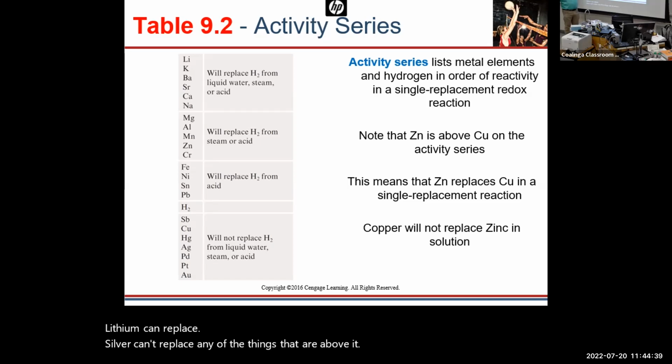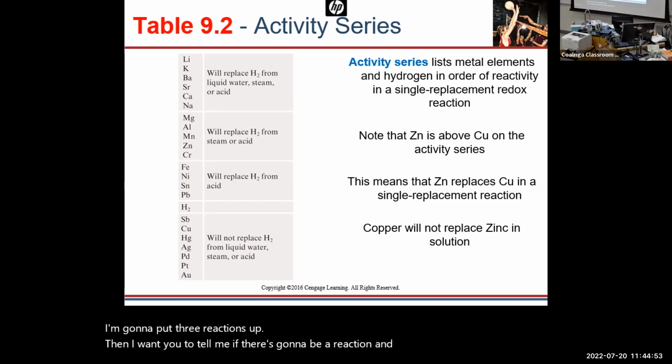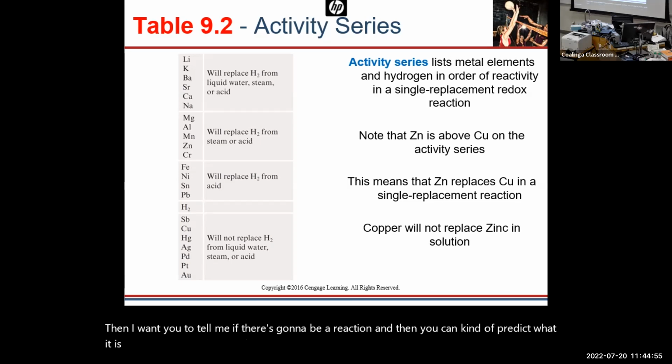Okay, so I'm going to give you guys a test on this real quick. I'm going to put 3 reactions up, and I want you to tell me if there's going to be a reaction, and predict what it is if there is. If there isn't a reaction, you're just going to put NR.